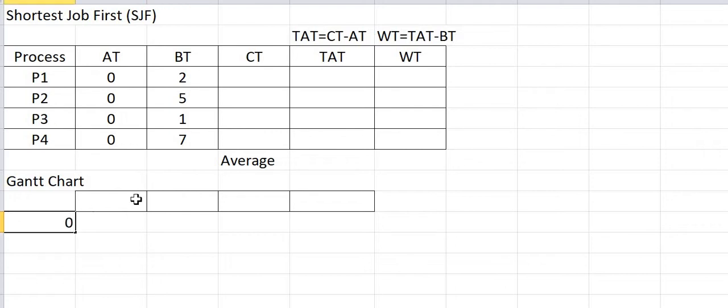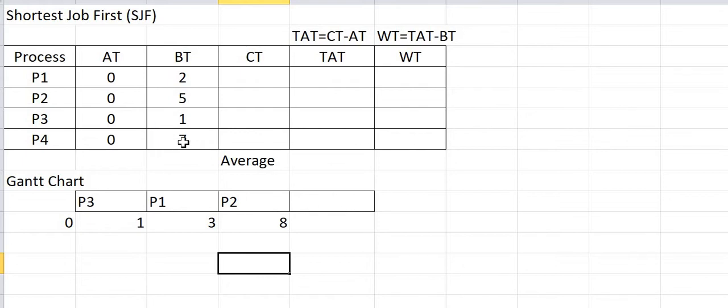So by 0th millisecond P3 will start because it has the least job. So it has 1 burst time. So it enters into the CPU. It completes its execution by 1 millisecond. The second process is the P1, which has the next least job, which has 2 burst time. So it starts by 1 millisecond and it takes 2 milliseconds inside the CPU. So it will be completing it by 3 milliseconds. Now the next process to enter into the CPU is P2, which has 5 milliseconds. Now 3 plus 5 is 8.